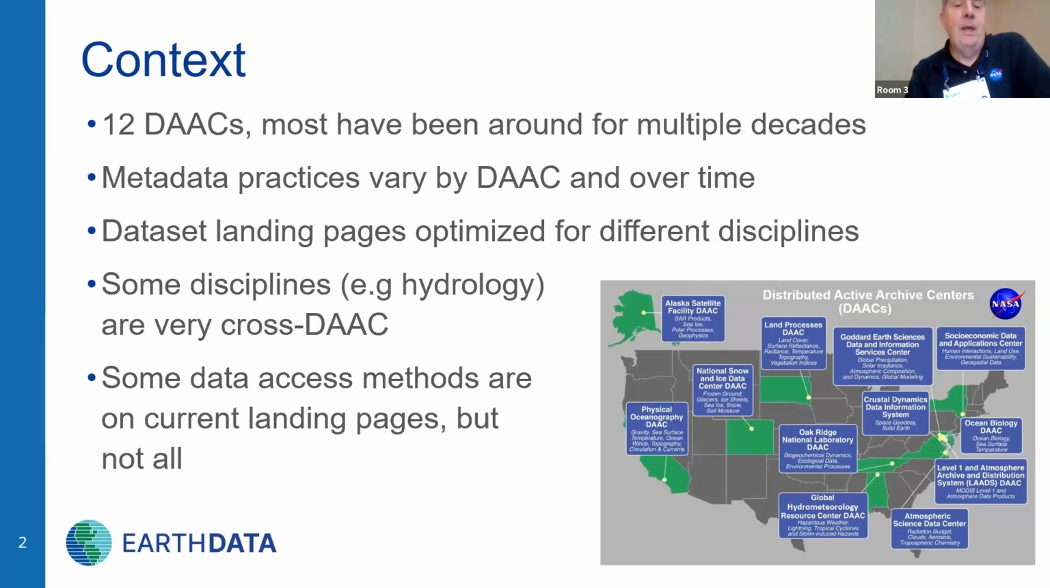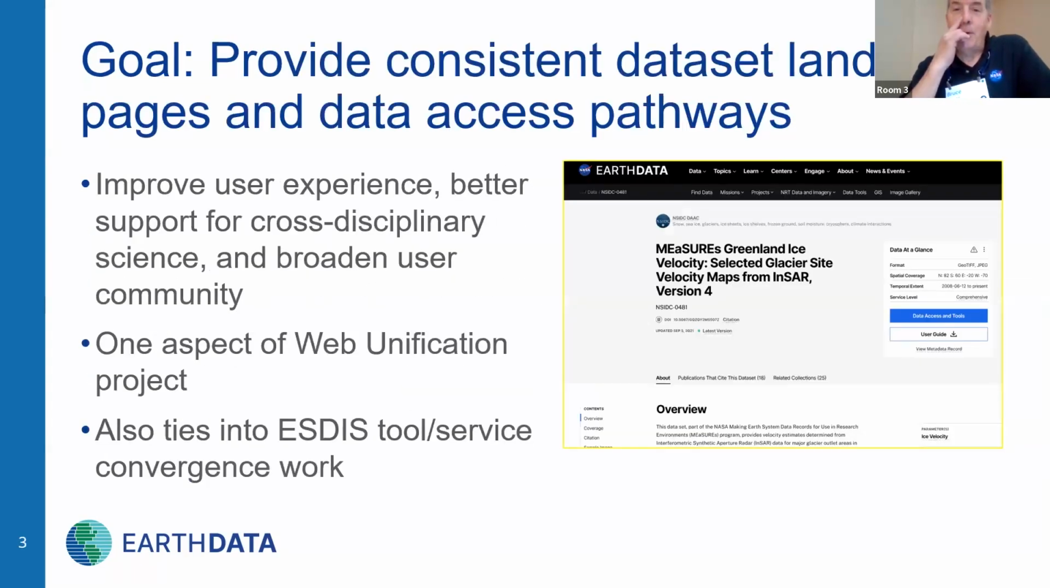If you're a hydrology scientist, you're dealing with at least 4 different DAACs depending on the question that you want to deal with. And dataset landing pages sometimes reference some of the data access methods. I can think of at least 5 different ways of representing this within CMR, and all 7 of those are being used. So the goal here is to provide consistent data landing pages and data access pathways, and underlying this is both how do we improve the user experience and better support cross-disciplinary science.